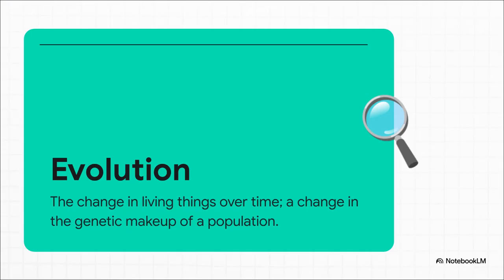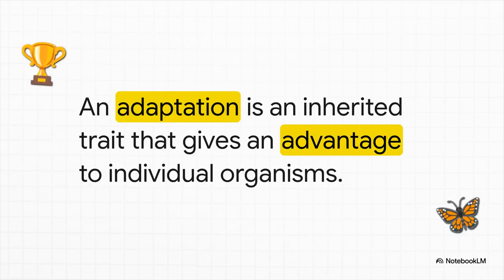At its core, evolution is just the change in living things over vast stretches of time. But here's a really important point to get. This is not about one animal deciding, you know what, I think I need wings. It doesn't work like that. It's about changes in the genetics of a whole population, a whole species that happen slowly over thousands or millions of years. And the engine driving these changes is something called adaptation. And adaptation is just an inherited trait that gives an organism an edge, a better chance to survive and reproduce.